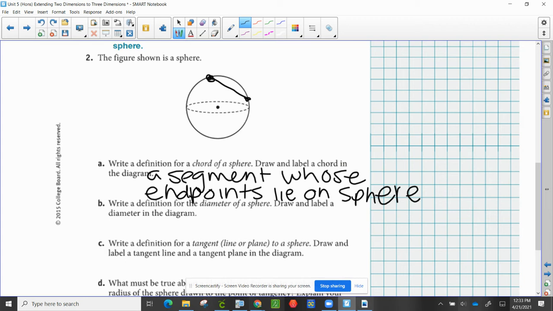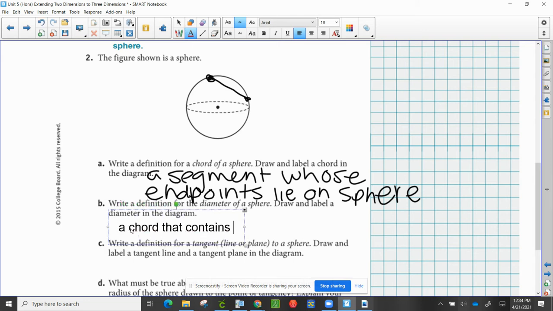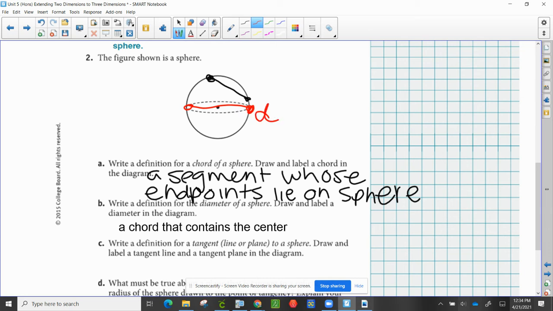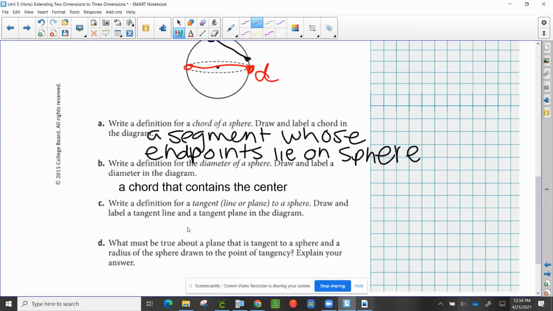The definition for the diameter of a sphere is the same idea. Maybe I'll type this one in to save myself some space. The diameter of a sphere is a chord that contains the center. Remember, diameters are chords, but chords aren't always diameters. In this picture, our chord goes from endpoint to endpoint. It would just have to pass through the center to be considered a diameter. Last thing, do you remember what a tangent line is? A tangent line, or in this case, a tangent plane. How would you describe the definition of a tangent line or plane to a sphere?